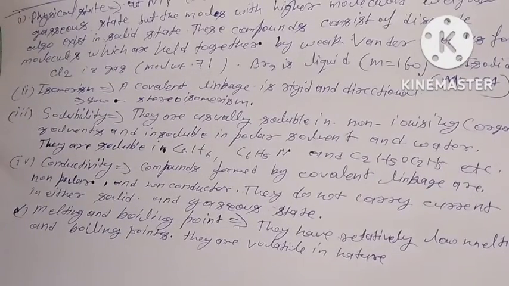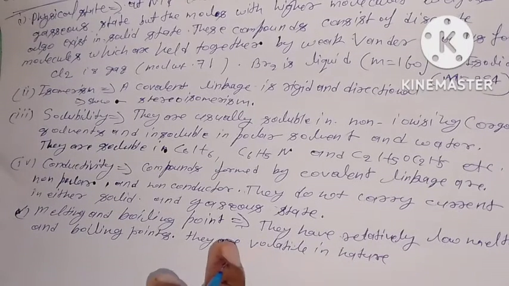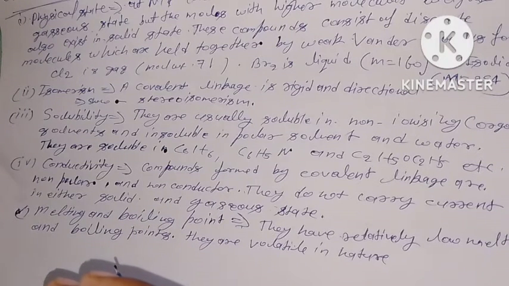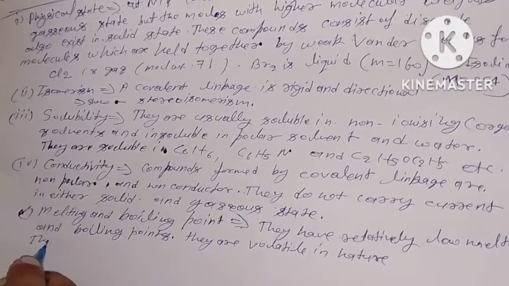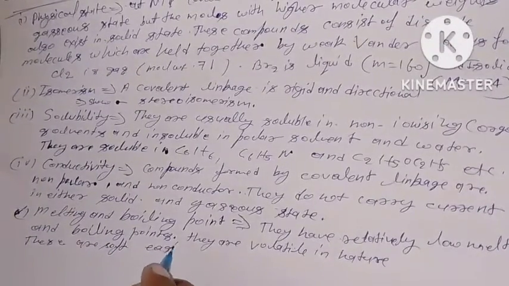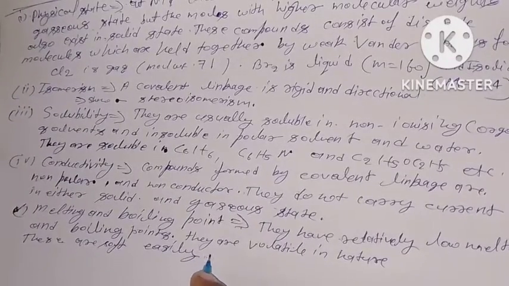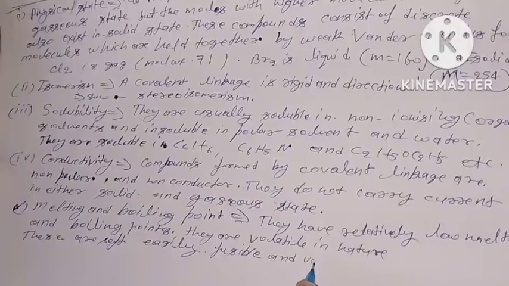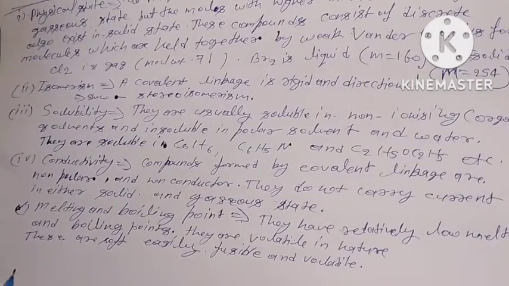They consist of discrete molecules which are held together by weak van der Waals forces. Hence, in fusion and evaporation, a small amount of energy is required to overcome these weak forces, due to which they have low melting and boiling points. These are generally gases, liquids and soft solids. They are soft, easily fusible and volatile.